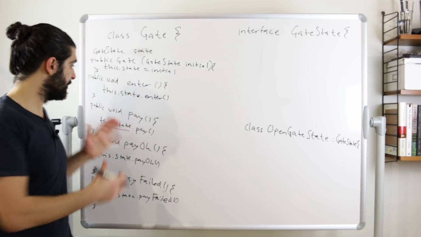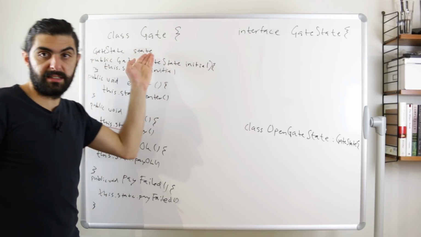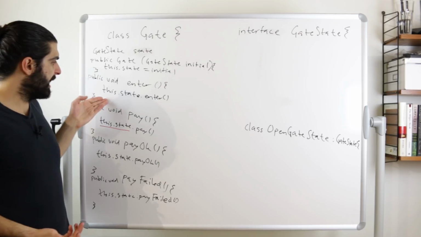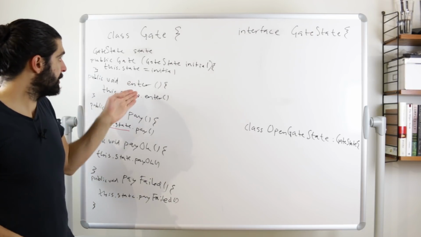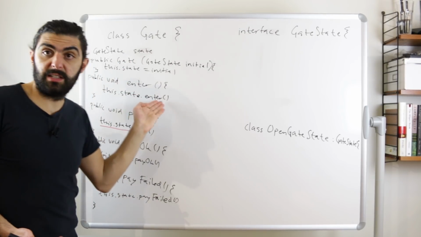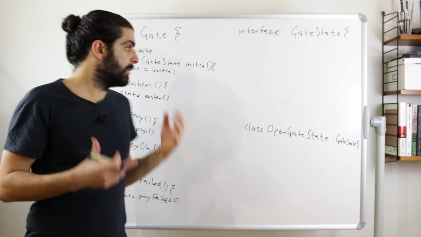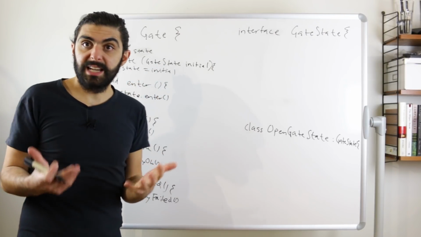Because we need to have a state, right? If we just set gate state as state, then the state variable would be null and we don't have a state. And then we can't delegate. We can't say when enter is called on the gate, we can't say this.state.enter. It will blow up because enter does not exist on null. So we need to set it to something and we need to decide on an initial state.